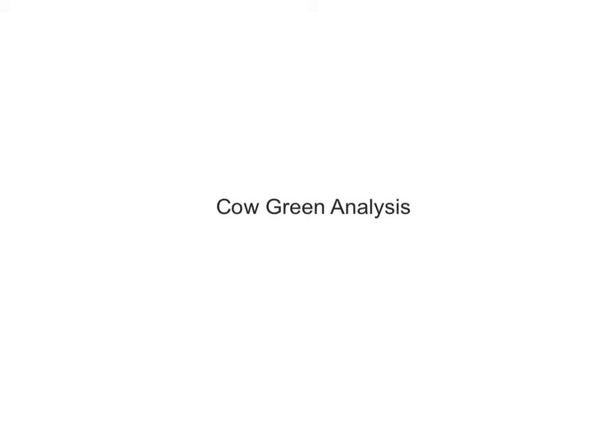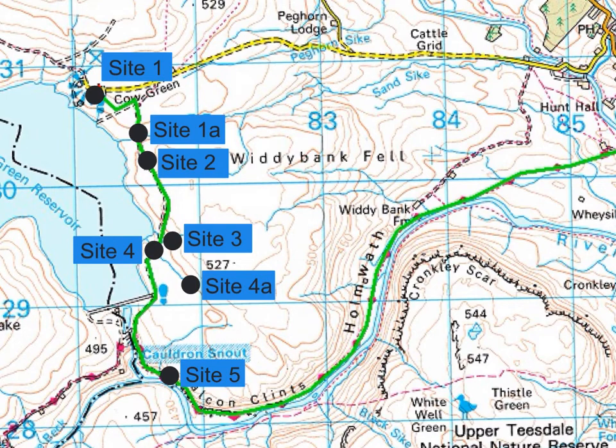This is a short video to check that you've covered all the main elements of the Calgreen analysis. First thing to check that you've done is made sure that you have a map with all the sites located on. So sites 1 to site 5 all located.